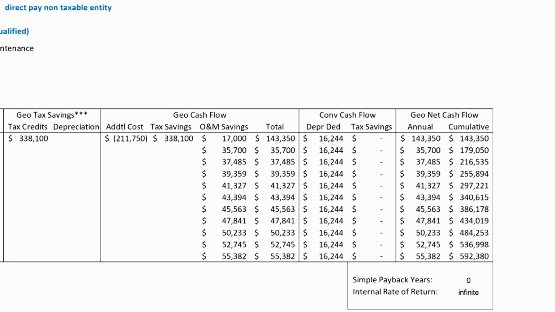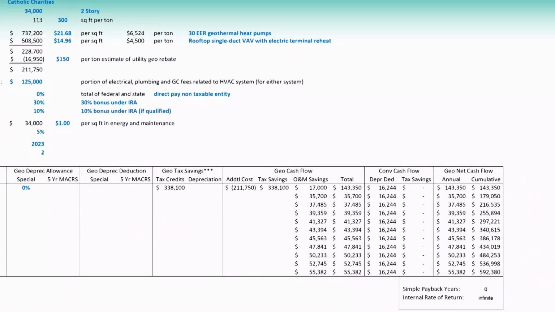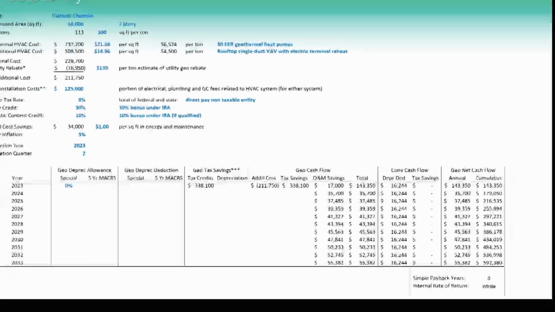So even Catholic Charities now would be made whole. Now, if you are in Manhattan, your drilling costs may be 3 times higher than what we had. So your economics may not be this favorable, but they're not going to be dramatically unfavorable.